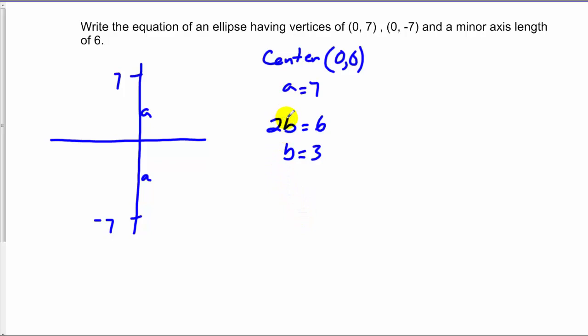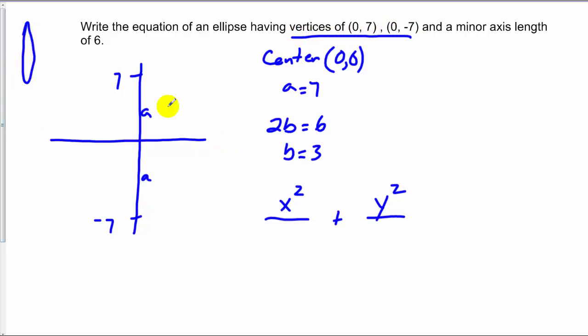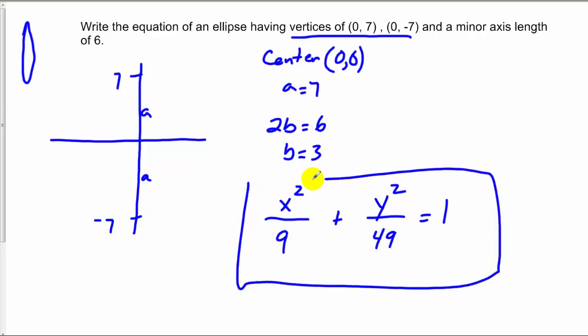Therefore, I should be able to write this equation. If my center is at 0, 0, I have x minus h, or x minus 0 squared, plus y minus k, that's y minus 0 squared. Now, I know my vertices are 7 and negative 7. That means I have a vertical major axis. That means my greatest denominator needs to be under the y term. Therefore, a squared is 49 and b squared is 9. And that gets me my equation.